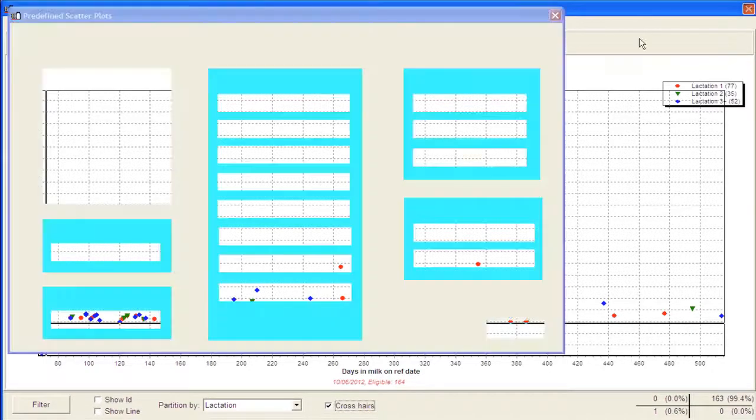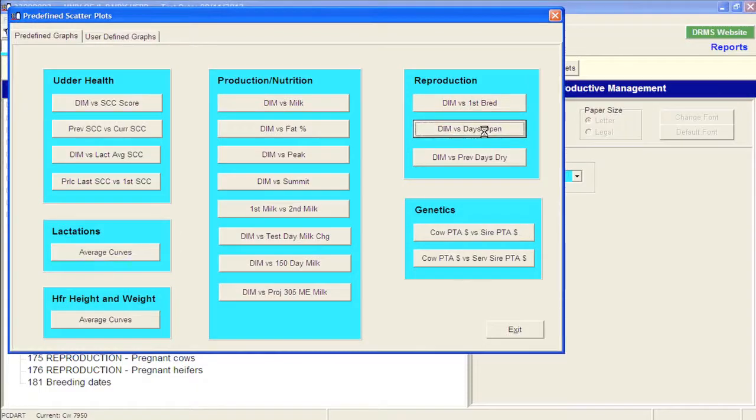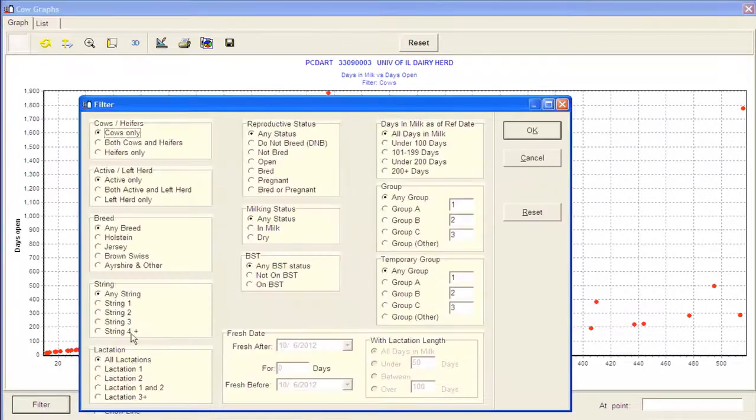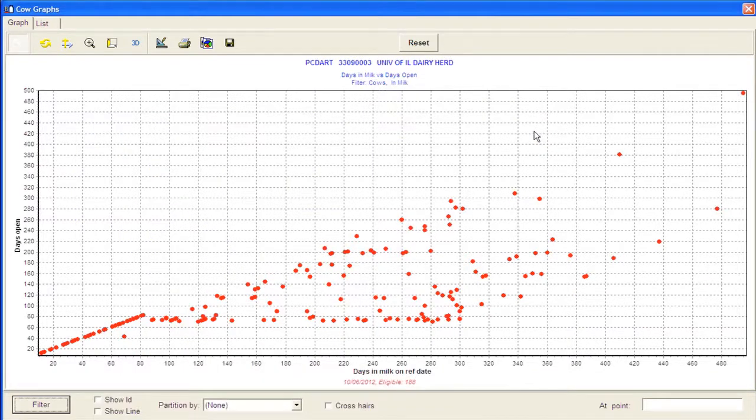I'll close that one down. The other one I might look at here is days open. So again, uncheck that regression line. Some of these abnormal values that are in here, if we go to the filter button and we just look at cows that are in milk, doesn't include any cull cows. Now that cleans that up a little bit, gets rid of the dry cows.